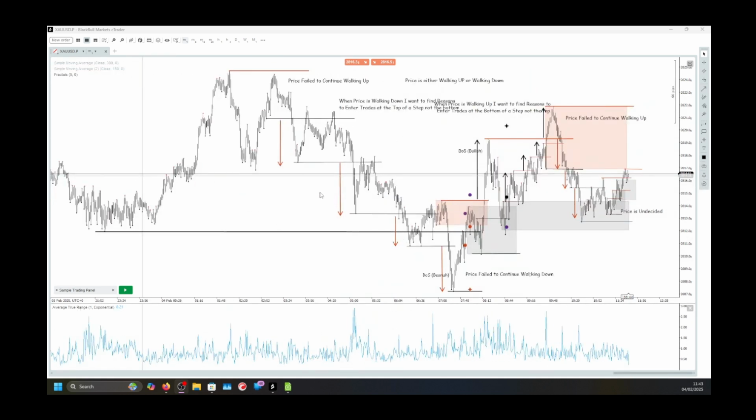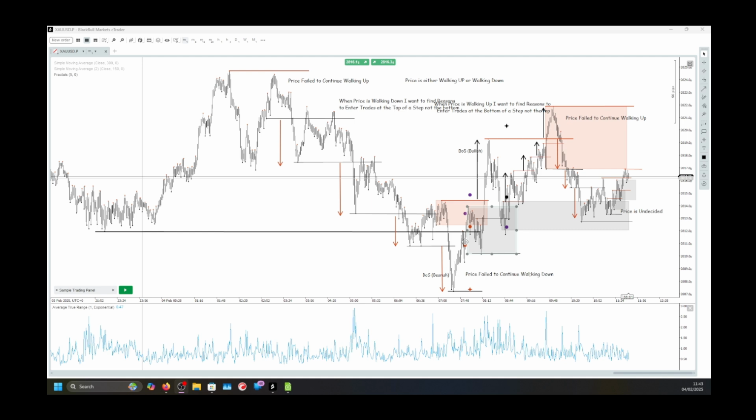And this is what price continually does. It's not perfect every time. You're not going to get this kind of structure all the time, but it demonstrates what price is doing, because here we can see price was going up, made this high, started coming down, and then you see here it failed to continue going up, and then it started to walk down.